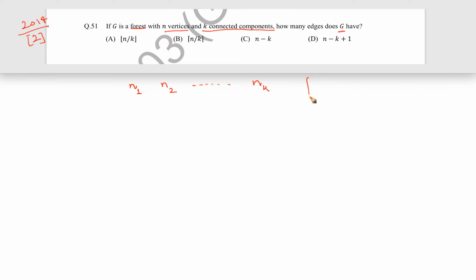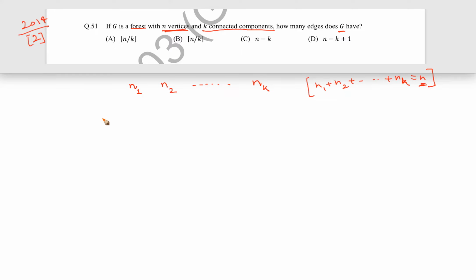Now along with the condition that n1 plus n2 plus n3 all the way till nk, that is how much? That is n, because basically these are the number of vertices in each particular connected component, and the sum of all of them should be n, because it is given that there are overall n vertices. So we have seen that this thing is there.